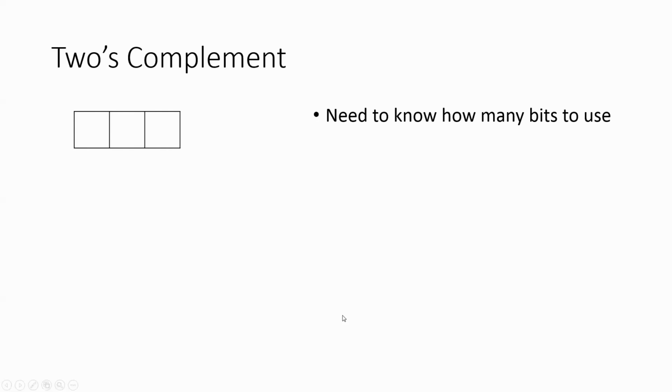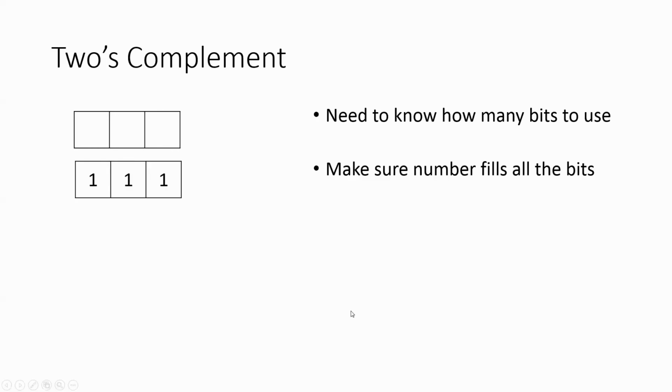The first thing we do is make sure we know the number of bits in our representation. This is really important. And here we're using a 3-bit representation. We need to make sure that our number fills all of the bits. Again, because we'll be flipping bits, we need to make sure that each bit has a value to begin with, so we know what to convert it to. Also, that leading bit gives us some sign information, so we want to make sure that the leading bit is there.